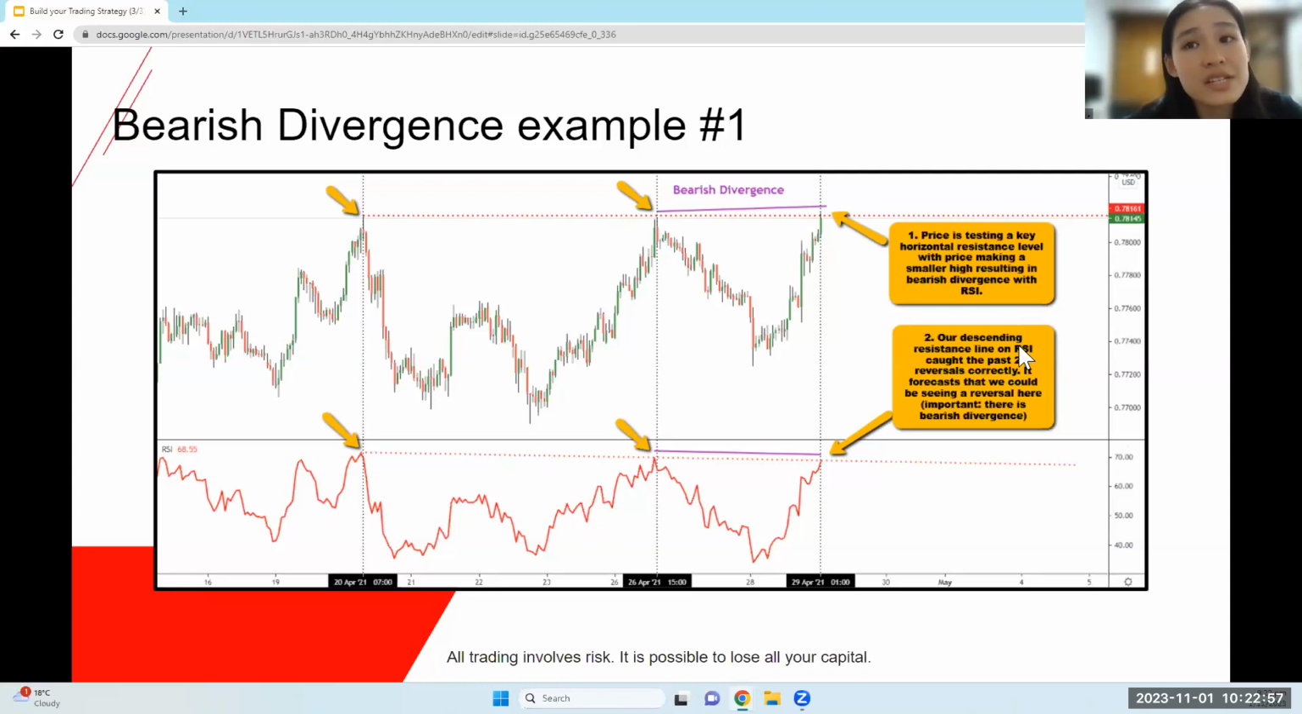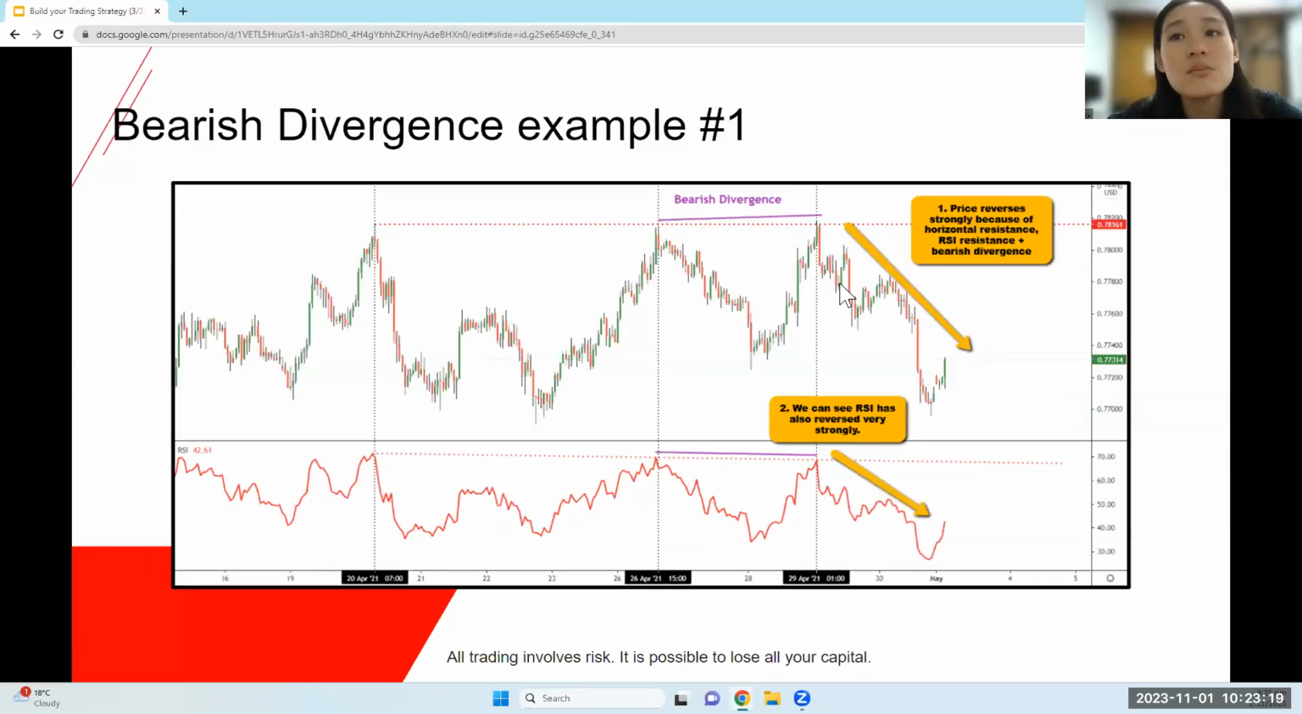Whereas on our RSI, we have a descending resistance line, which is basically a descending trend line, and it caught the two reversals correctly, which you can see on our price chart. So what this forecasts is that we could be seeing a reversal here as well. Okay, and you can see that's exactly what happened. Price reverses strongly because of the horizontal resistance, RSI resistance plus bearish divergence. And we can see that the RSI has also reversed very strongly.